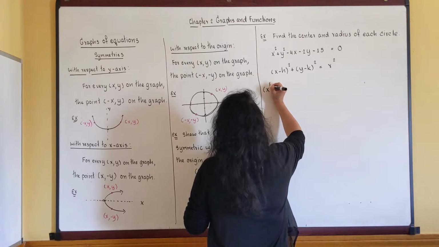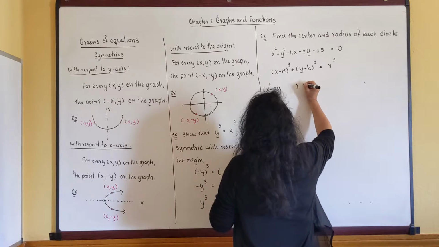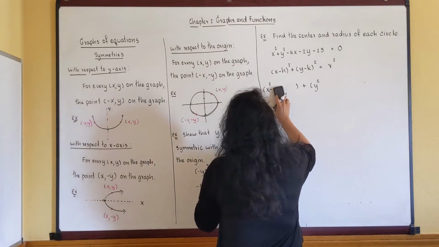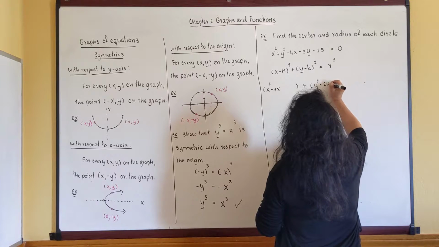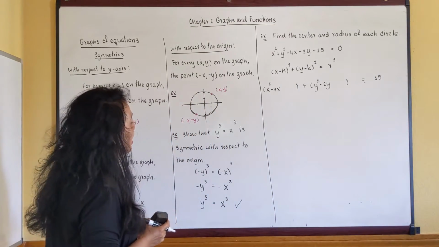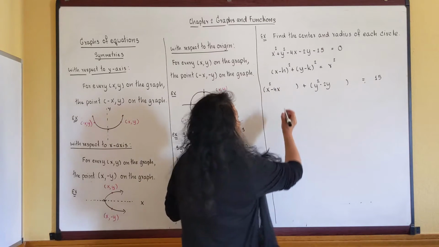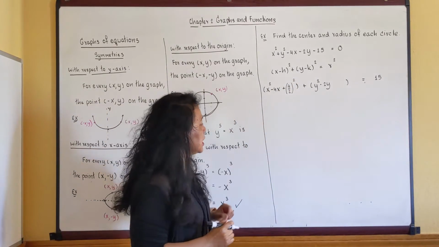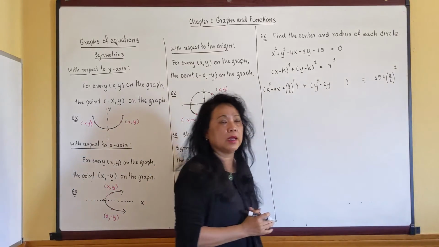So I'm going to have x squared minus 4x, y squared minus 2y, and then I add 15 to both sides. What am I doing? I'm grouping the x and the y. Alright, next step, I'm going to complete the square. I'm going to take the coefficient of x, divide by 2, and then square it. So it's going to be plus 4 over 2 quantity squared. If I do that here, I have to do the same on the other side, which is plus 4 over 2 quantity squared. I'm going to force it to be a complete square.